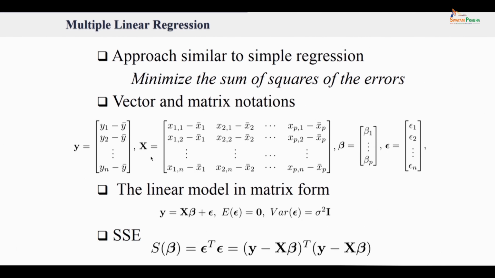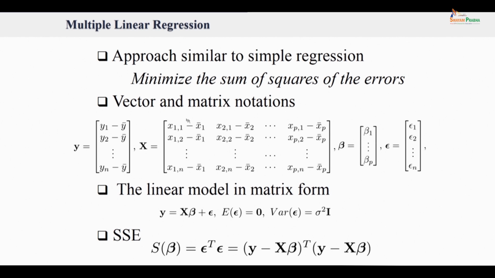Similarly, we will construct a matrix X where the first column corresponds to independent variable 1. Again, what we do is take the sample value of the first independent variable and subtract the mean value of the first independent variable. That means we take the mean of all these n samples for the first variable and subtract it from each of the observations of the first independent variable.